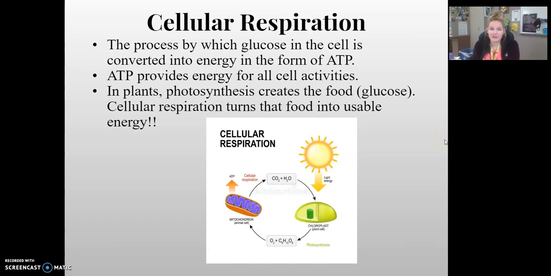We are now going to move into our lecture over cellular respiration. We've talked about photosynthesis and how plants make their energy. We've talked about the basics of energy. And so now we're going to talk about the process by which ATP is formed through cellular respiration.